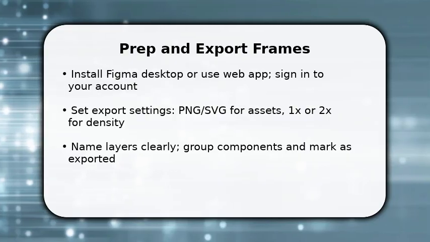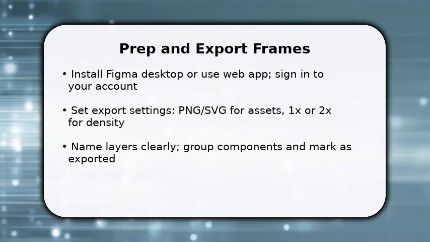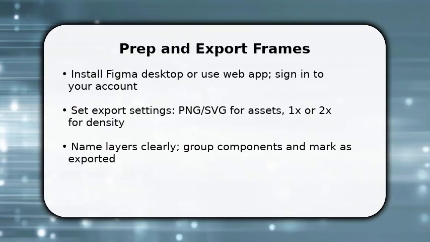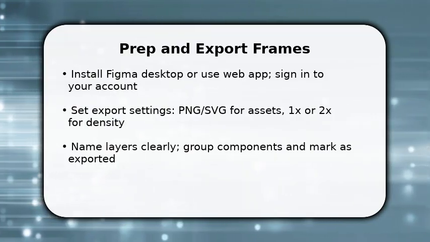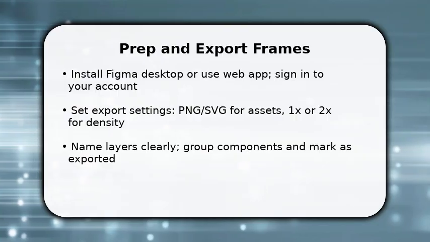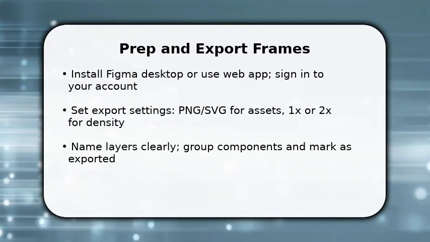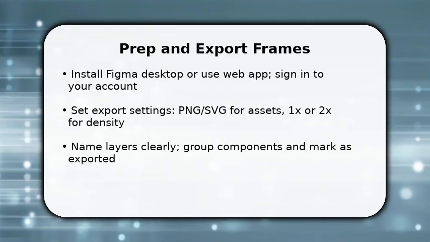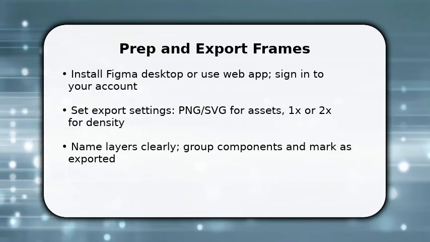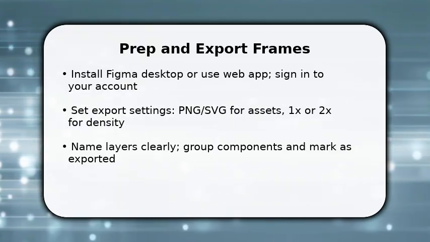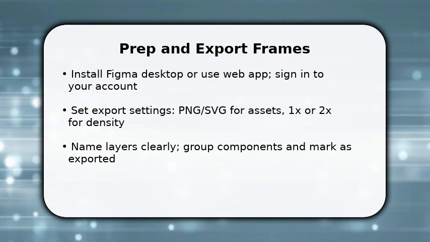Once done, select UI frames to export and choose SVG for icons and PNG for bitmap images. Pick 1x and 2x where needed for different screen densities. Export grouped components rather than flattened images to preserve reusability. This minimizes manual recreation later and speeds the conversion to Flutter widgets.